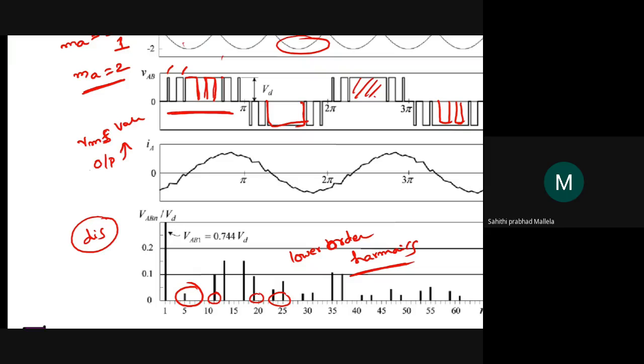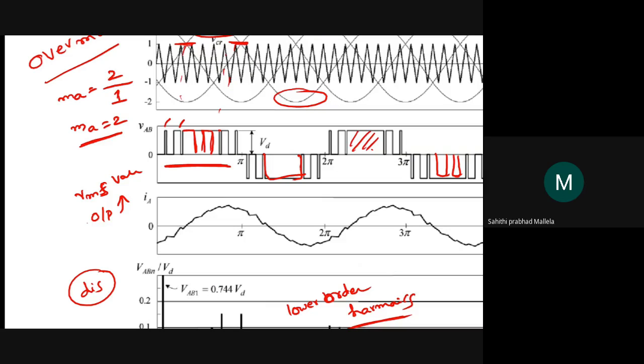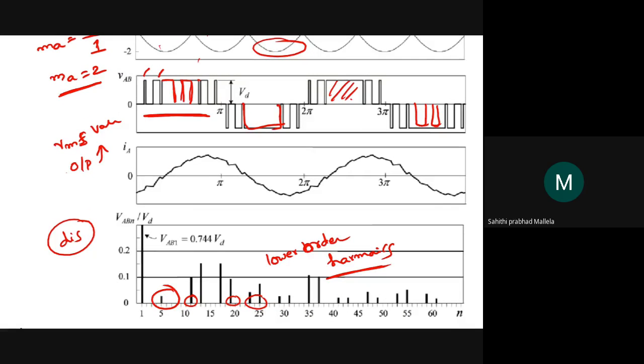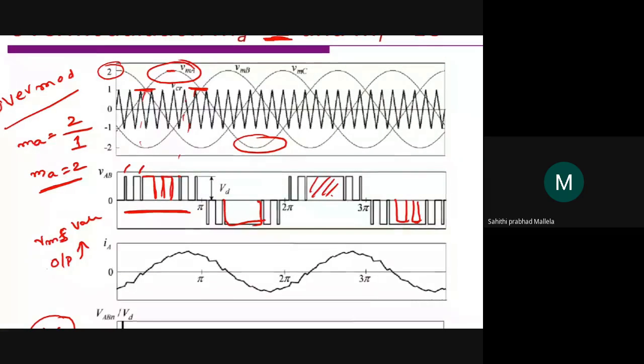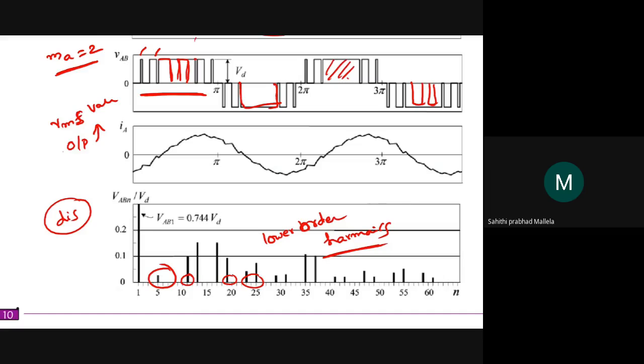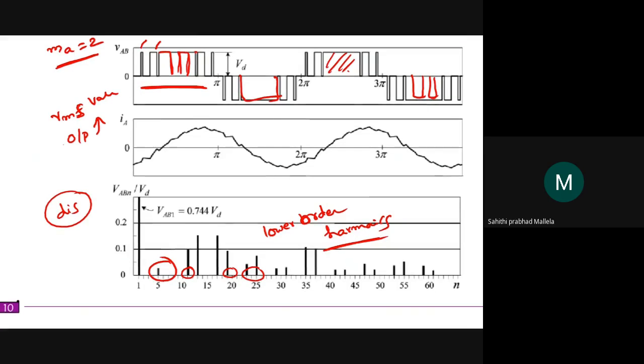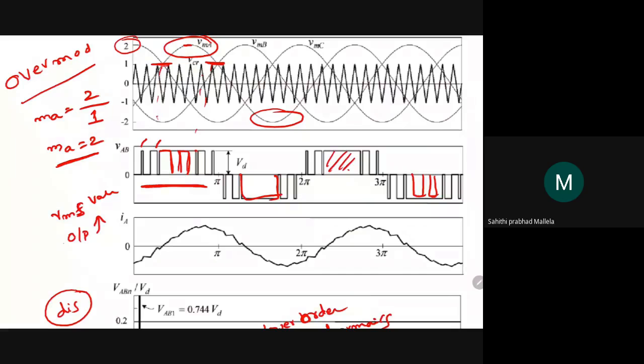Clear? By using over modulation, the RMS value of the output voltage is increased because it is making a lesser number of intersecting points. And the disadvantage is that it will induce some lower order harmonics, right?